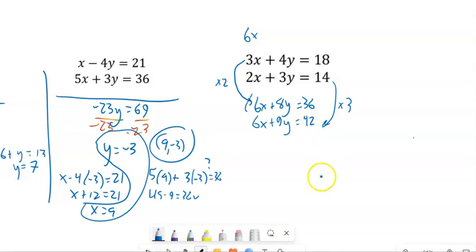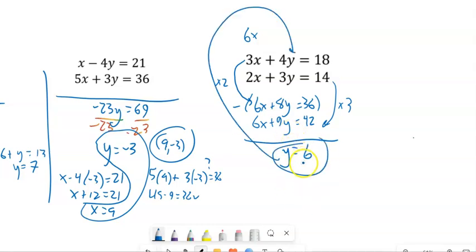I can subtract in whatever order I want. I'm going to subtract this top one, just so I don't have negative numbers. 6x minus 6x is 0. I wanted that to happen. 9y minus y is 8y. 42 minus 36 is 6. So y is 6. Notice what I could do, plug it back in to both of these equations to figure out what my x value is.